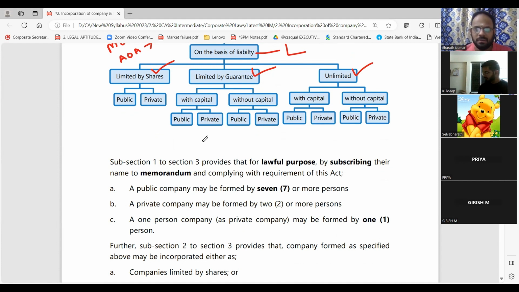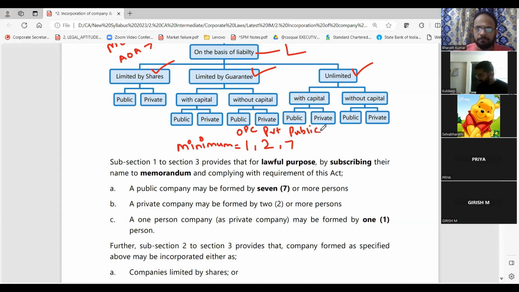You know what? We should cover this as 1, 2, 7. This is minimum. You will not understand, I will let you know. Minimum number of members is 1, 2, 7. This 1 is 1-person company. 2 is private company. 7 is public company. That's all will be there. So you don't need to sit and waste 2 minutes. You can complete this.